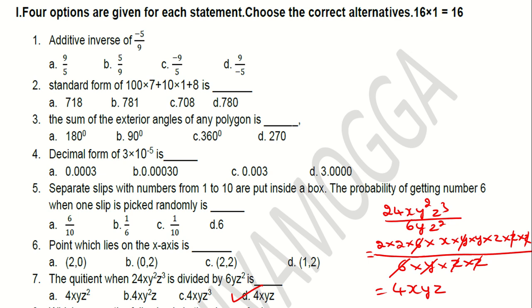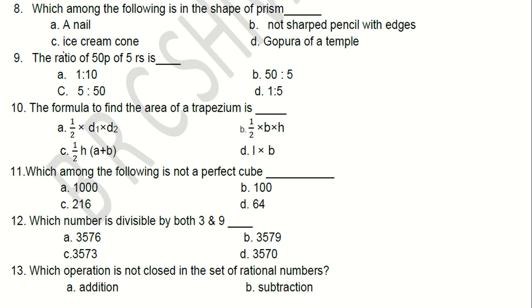So then we move on to the next question. The eighth one: which among the following is in the shape of a prism? A nail, is the nail in the shape of a prism? The nail is like this, so this is not in the shape of a prism. Then the not sharpened pencil with edges, the pencil without sharpening is like this. So this is like a cylinder, that is option B.